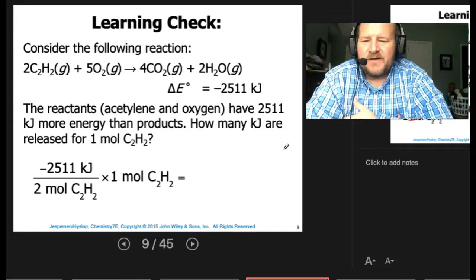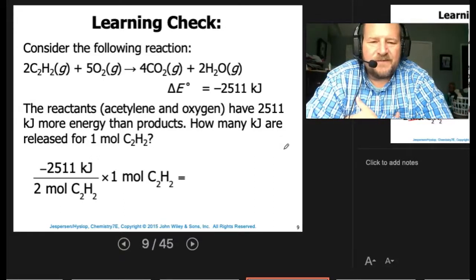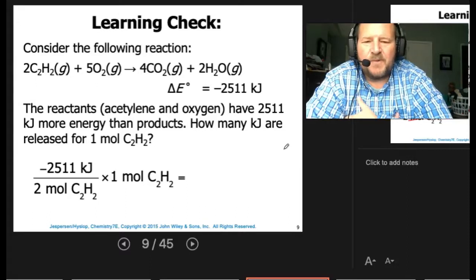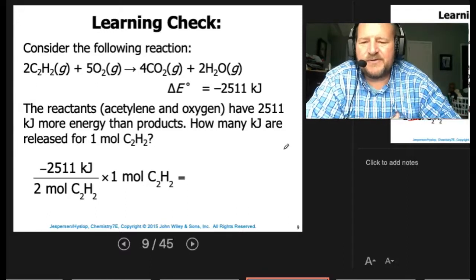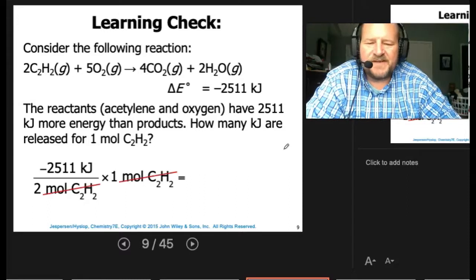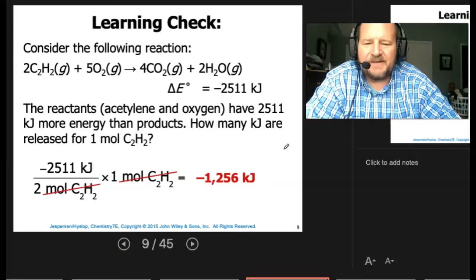Well, to get this, all we're going to do is take what it would cost for the reaction and divide by how many moles are in the reaction. In this case, 2 moles of acetylene. Moles of acetylene will cancel out, and so we'll get negative 1256 kilojoules.